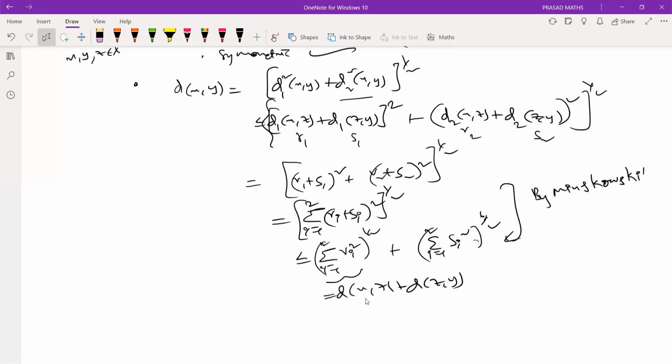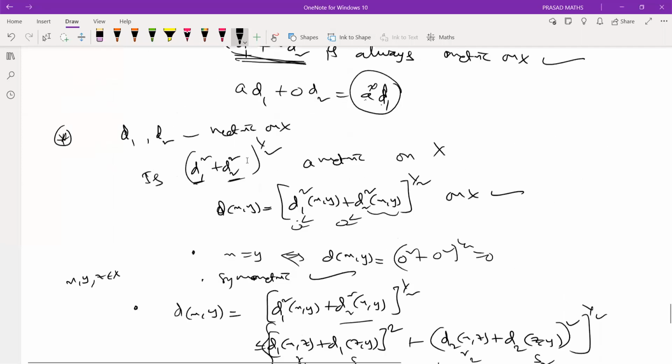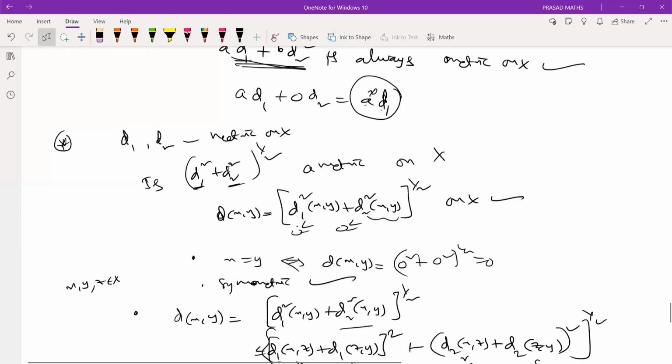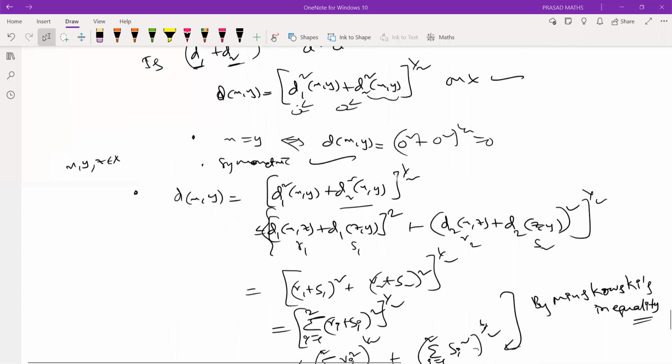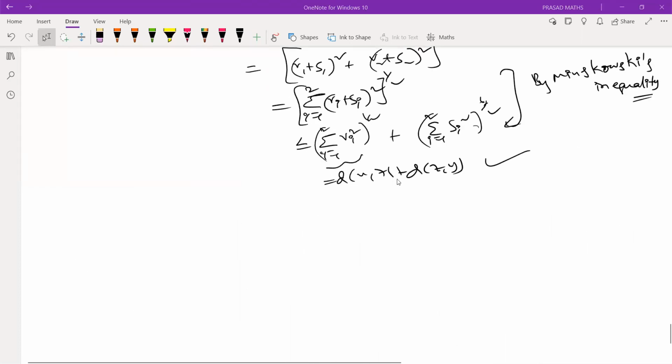When you go through functional analysis, you know this inequality. Therefore, this is always a metric. Is this step clear? So in general, a sum is always a metric, a difference may not be a metric. But (d1 squared plus d2 squared) whole power 1 by 2 is always a metric. This is very, very important. Did you understand this step?